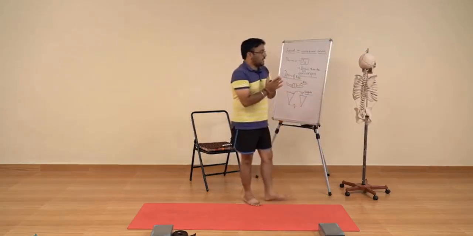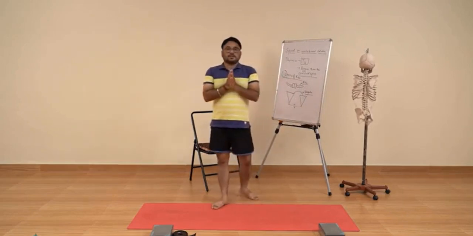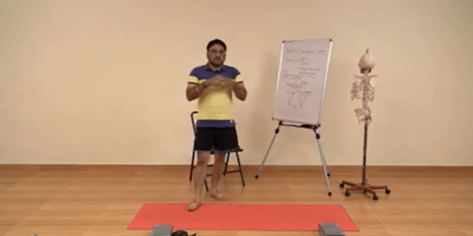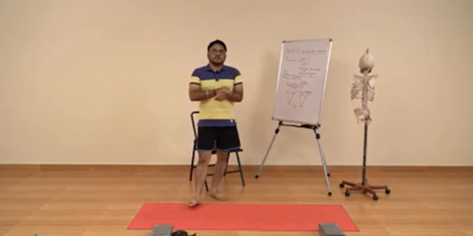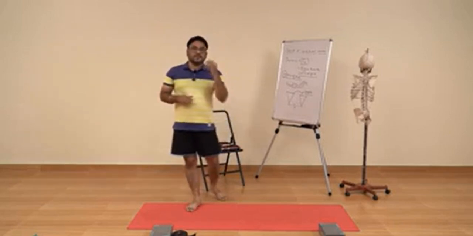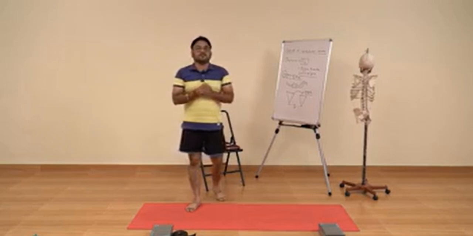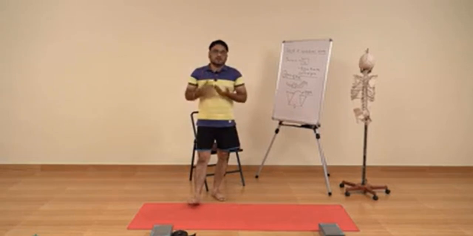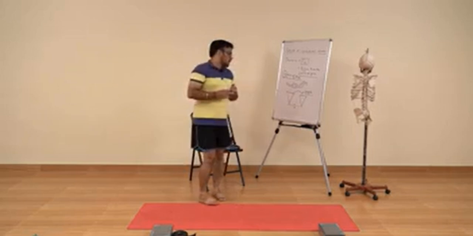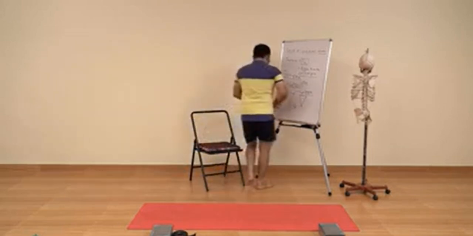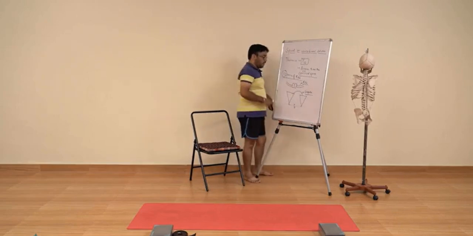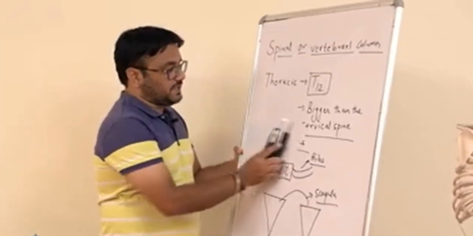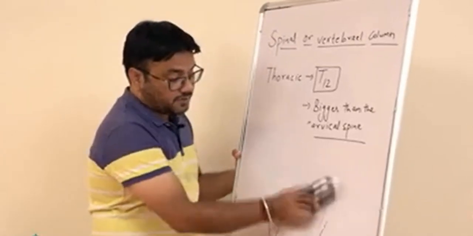Now the main problem that occurs is the imbalances, the postural deviation. What are the common imbalances we can see on the thoracic spine? Many common imbalances are there. The main postural imbalance on the thoracic spine, people say, is kyphosis, the kyphotic curve.